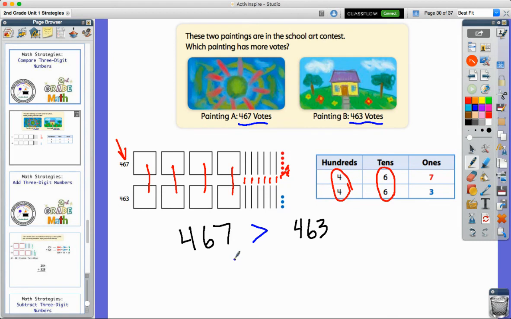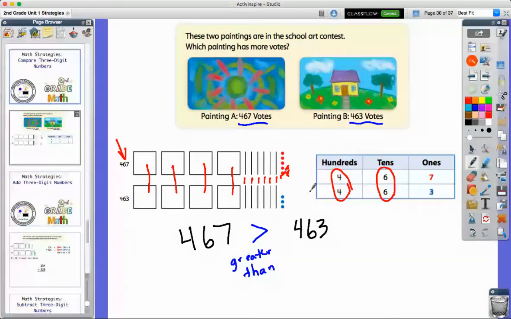So we would say it like this. 467 is greater than, and if you'll pardon my writing, 463. So let me say it again. 467 is greater than 463. And again, that is our greater than symbol.